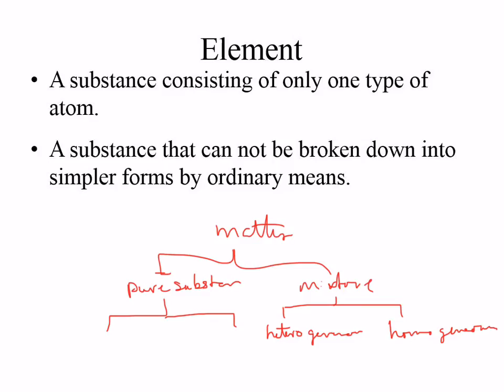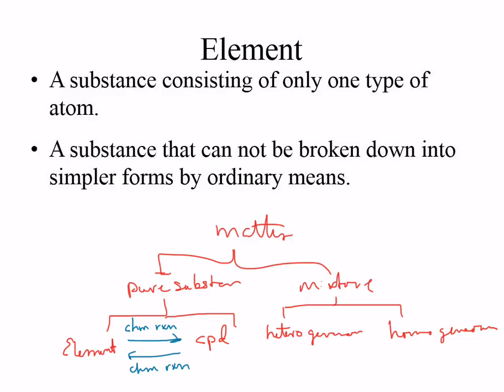Pure substance is an element or a compound. My abbreviation for compounds is CPD. So we can take elements and build them up and form compounds, but to do that we need some sort of chemical reaction. And we can also take a compound and break it down to its elements by some sort of chemical reaction. With a chemical reaction, new substances are formed.